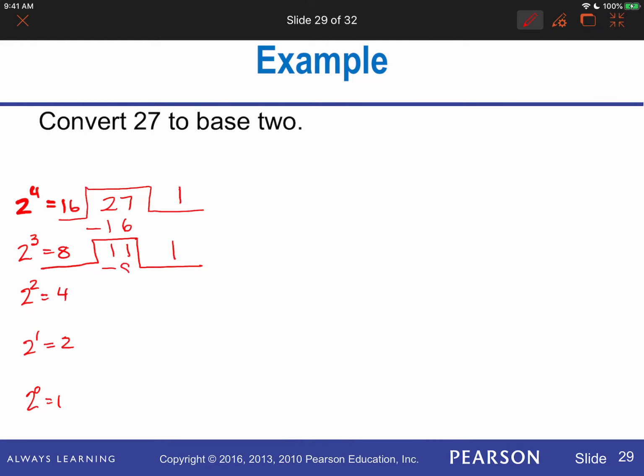So I'm going to subtract 18 from 11. I have 3. And we're going to repeat. How many 4s go into 3? Well, 4 is bigger than 3. So 0 4s go into 3. So I'm going to subtract 0 here. I'm still left with 3.